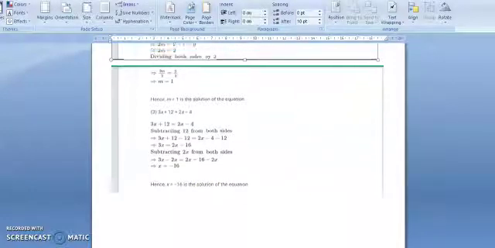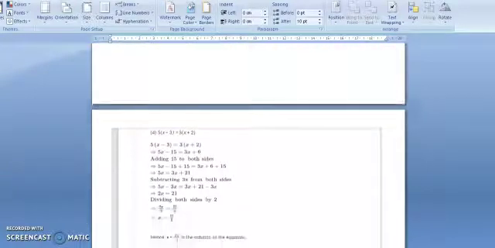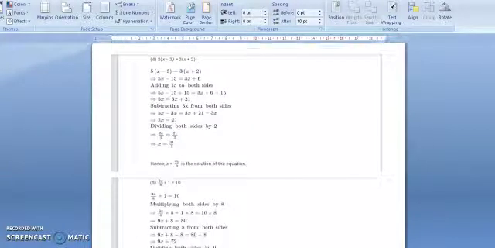Now let us see question number 4. What is given in question number 4? The equation is 5 into x minus 3 equals 3 into x plus 2. So first of all multiply this 5 by this bracket. So 5x minus 5 threes are 15, 3x plus 3 twos are 6. This is the equation now.